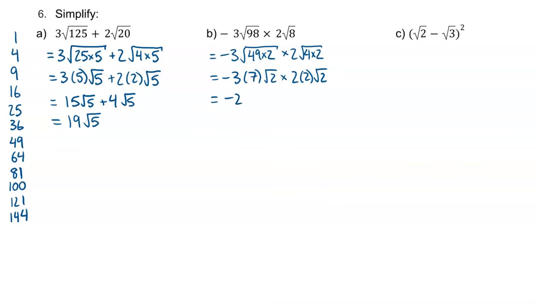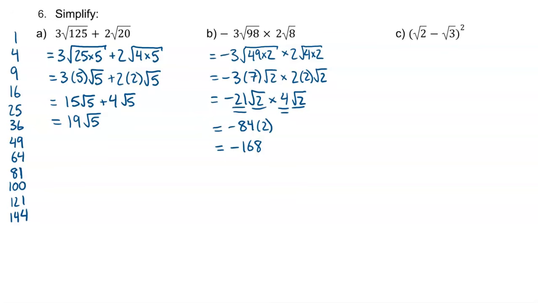But remember, I'm not adding them together this time. So 3 times 7 is 21 root 2 that I'm left with there. And 2 times 2 is 4, and I have the root 2. And so now I can multiply the root 2's together, and I can multiply the non-radicals together. So negative 21 times 4 gives me negative 84. And then the square root of 2 times itself gives me root 2 squared, which is 2. So now negative 84 times 2 gives me negative 168.